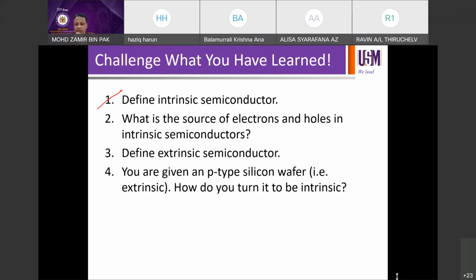What triggers thermal excitation, Bala? What makes you get thermal excitation? You get your carriers from thermal excitation, correct? What induces thermal excitation? Anyone? What induces thermal excitation?